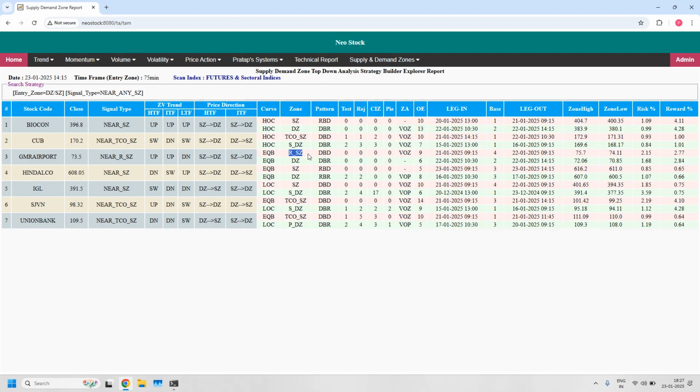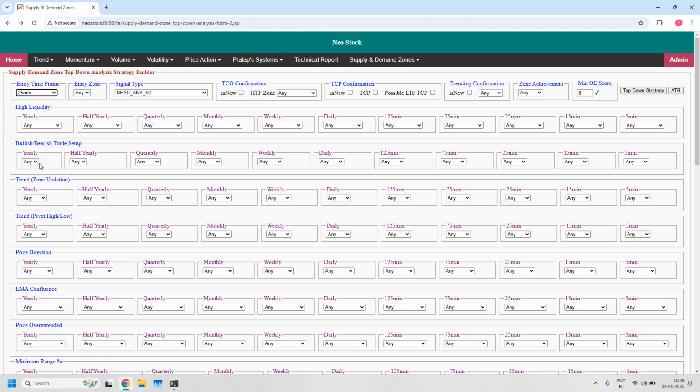So GMR Airports is having a high liquidity supply zone. That's it. We have only one high priority, high liquidity supply zone, 75 minutes supply zone from this list. So with this, we identified daily and 75 minutes high liquidity zones. So next time frame is 25 minutes.